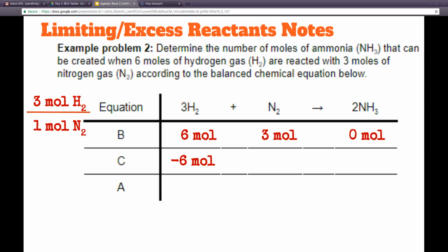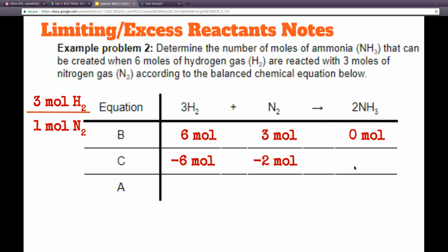Right? So we're going to subtract 6 moles there. And because we're going to divide it by 3, we're going to take a third of that amount based on this ratio. A third of 6 is 2. So for every 3 hydrogens, we're only going to need 1 nitrogen. If we're using 6 hydrogens, that means we only need to take away 2 moles of nitrogen, right?